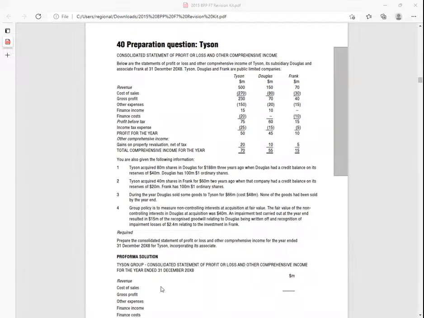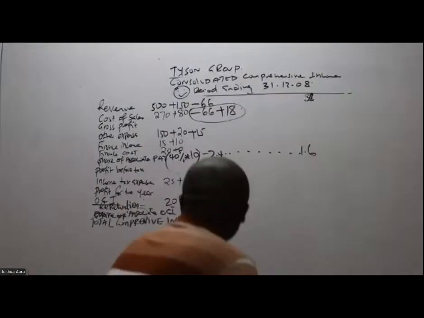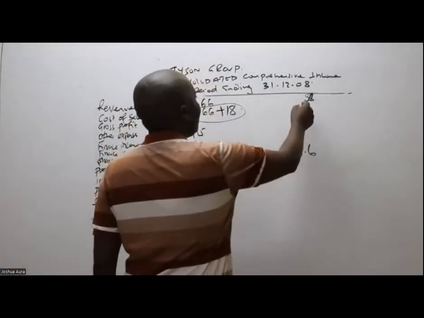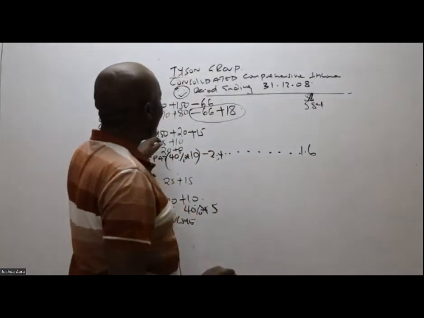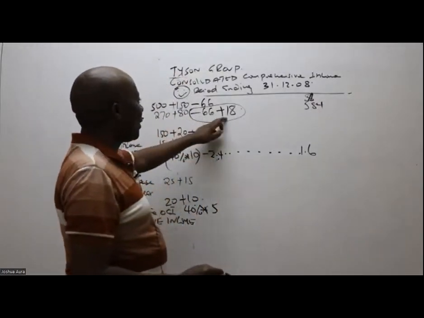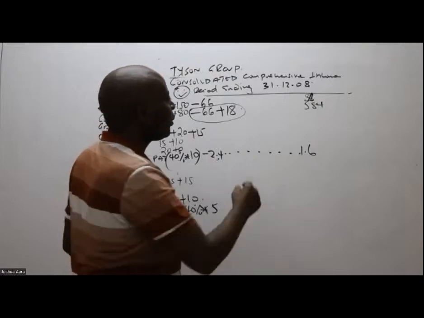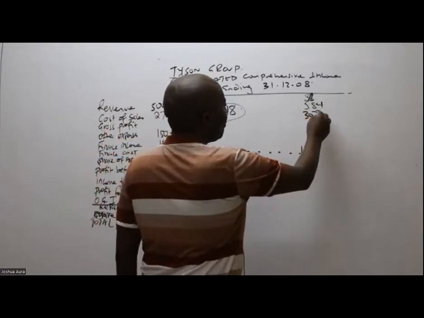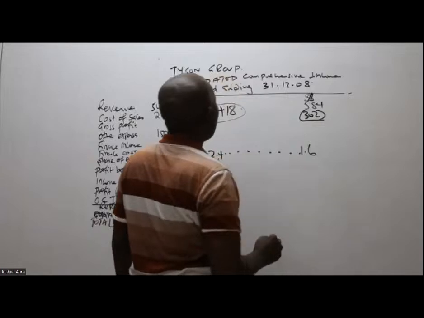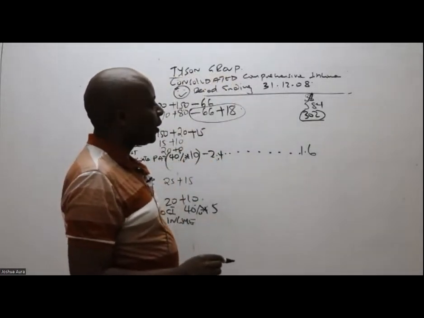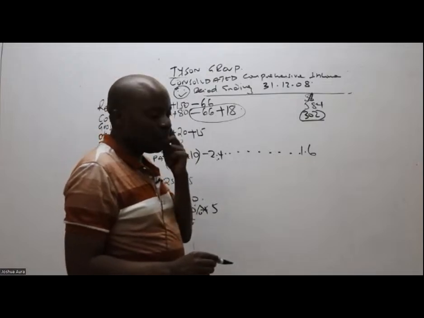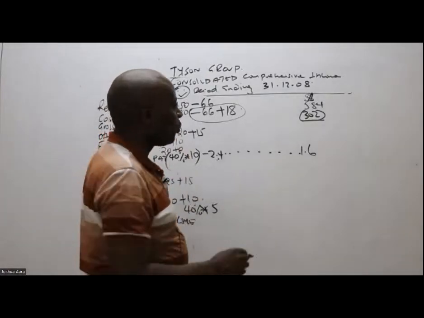So they're now giving me these figures. They're telling me 584. Thank you very much, 584. How about the cost of sales? Cost of sales is 270 plus 80 minus this plus 18: 302. So then, if that is the case, could you kindly subtract this to give me the gross profit? 584 minus 302 gives me 282.